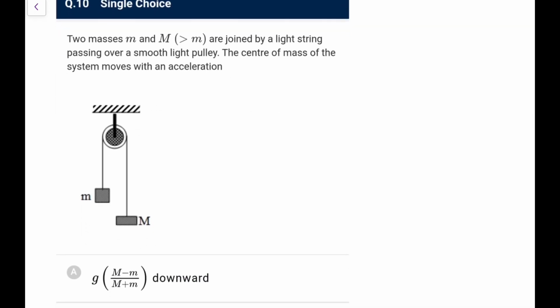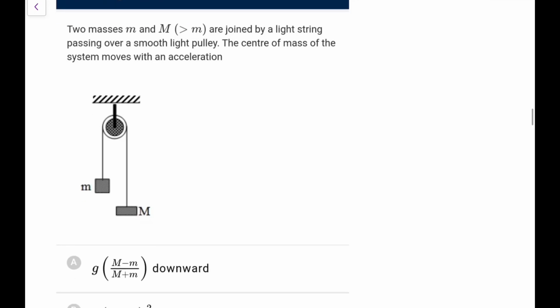You have two masses, small m and capital M greater than small m, joined by a light string passing over a smooth pulley. The center of mass moves with an acceleration. So what do you have? This goes with acceleration a, this goes with acceleration a, and that a you all know is (M minus m) upon (M plus m) g. Now for the CM, acceleration of CM taking downward as positive, what we will have?